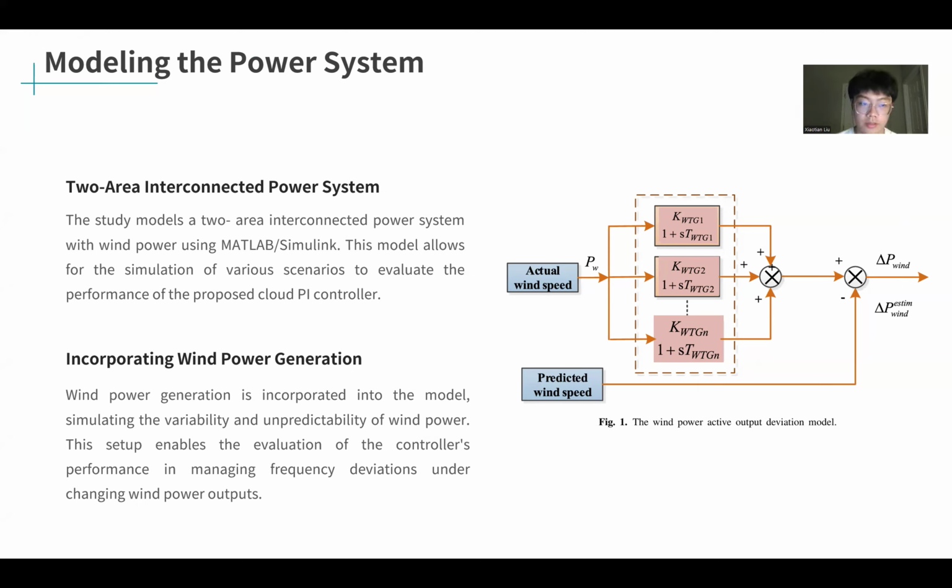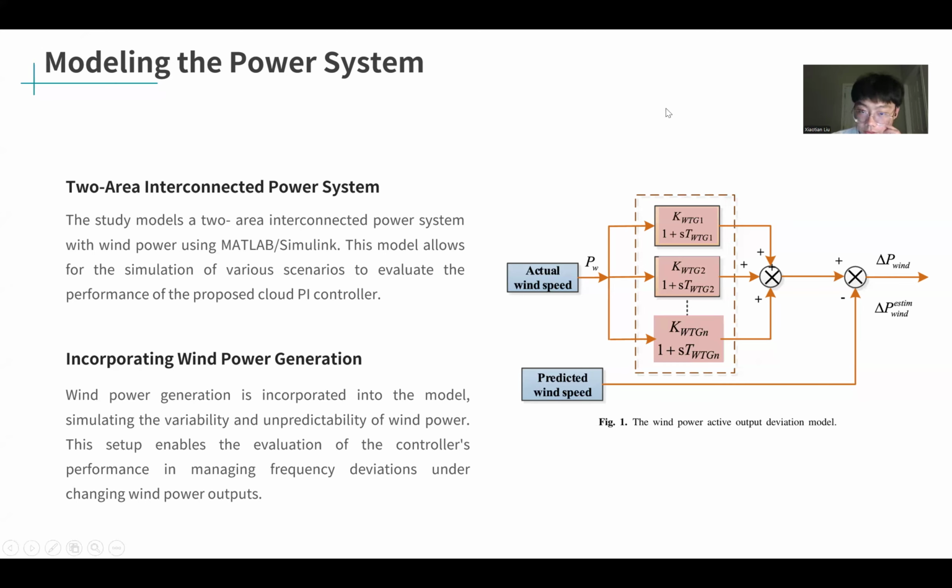And it incorporates wind power generation, as Figure 1 shows. The wind power generation is incorporated into the model, simulating the variability and unpredictability of the wind power. This setup enables the evaluation of the controller's performance in managing frequency deviations under changing wind power outputs.